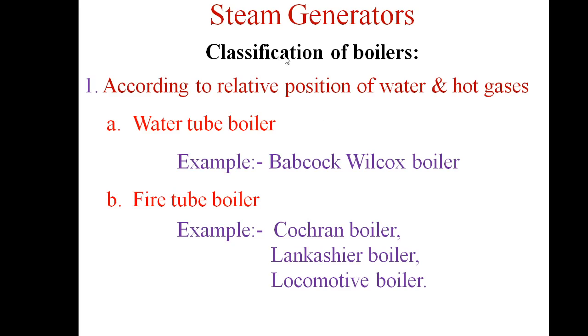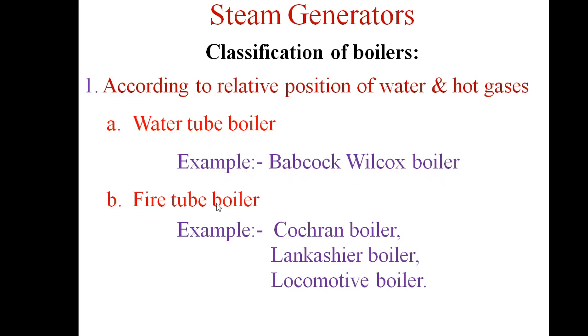Coming to the classification of boilers. Boilers are classified based on various factors. So first is according to relative position of water and hot gases. Depending on flow of water and hot gases, the boilers are classified as water tube boiler. If the water flows through the tubes, then that boiler is called a water tube boiler, and surrounding the water tube there will be hot gas. So water will be inside the tube and gases will be surrounding the tube. An example of this water tube boiler is the Babcock-Wilcox boiler.